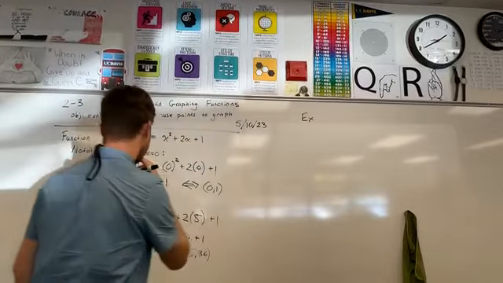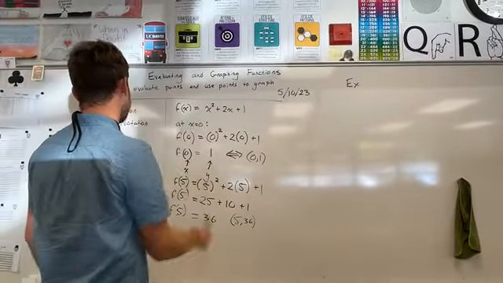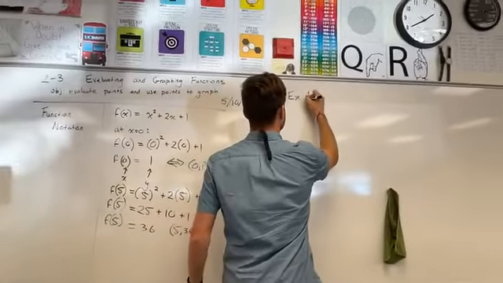Technically, these were examples, weren't they? That was explaining function notation. I'm going to officially call this one example 1, though.